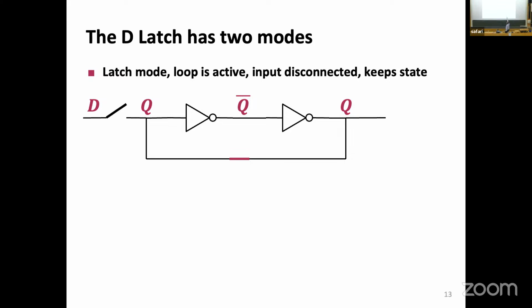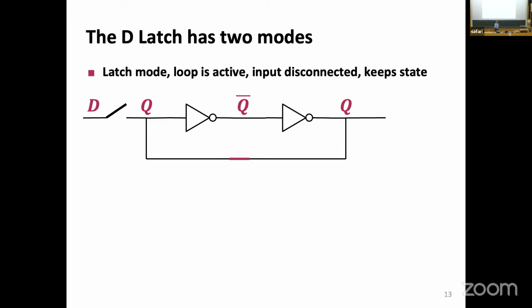Now there is the same thing I tried to do there. I have two modes. In the latch mode, the loop is active. So here is Q, here's Q bar, here's Q. I'm remembering it. This input can change as it wants. It can say, I'm 0, I'm 1, I'm 3, I'm 7, whatever. The loop will just ignore it. It's closed. It's not connected to the input.